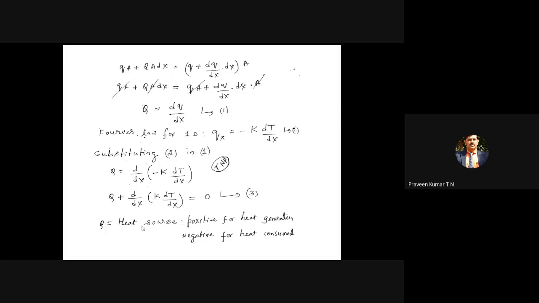So the heat source is positive for heat generation, negative for heat consumed. There are some cases of heat consumed. Imagine if you put one ice cube into hot water, the ice cube will consume heat. It will absorb the heat from the hot water. That is nothing but a negative source. Normal refrigeration is a negative source, it will absorb the heat. But if you have a heating coil, like a regular immersion coil, then it is a heat source. It will be positive, that is the standard notation used.